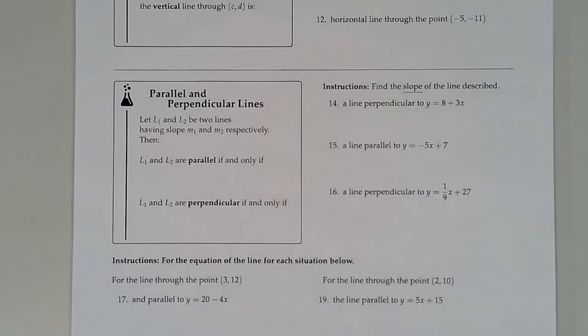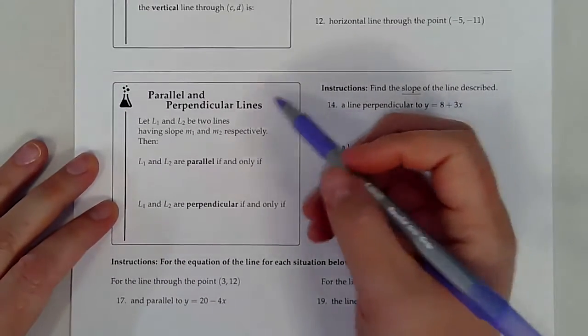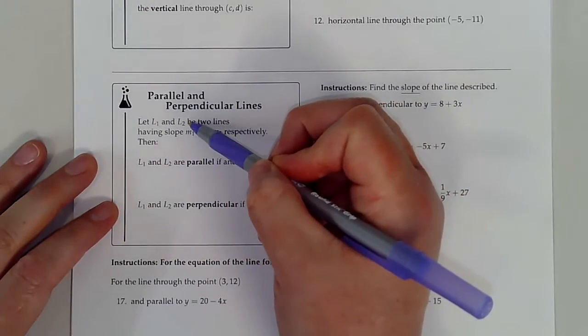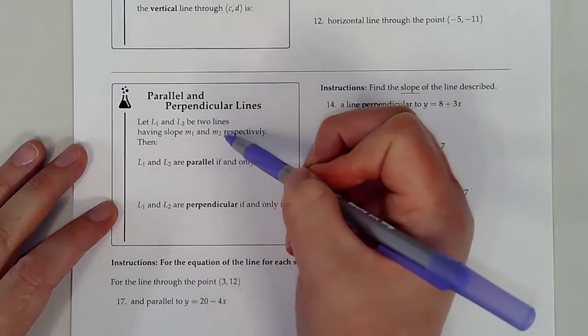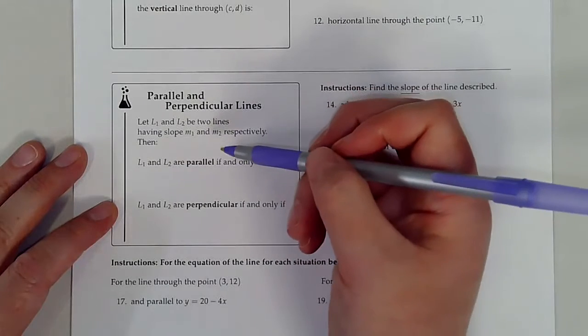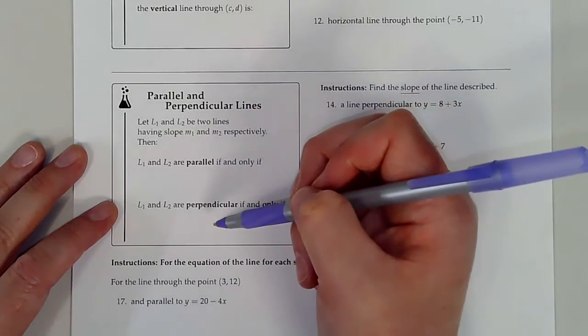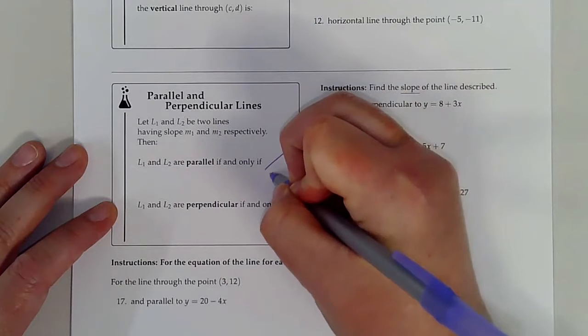Let's look at one last special type of lines in this section. That'll be the parallel and perpendicular lines. So if I have two lines, L1 and L2, and L1 has a slope of M1 and L2 has a slope of M2, so super generic, then we're going to look at the properties that make them either parallel or perpendicular. So our parallel lines look like this.